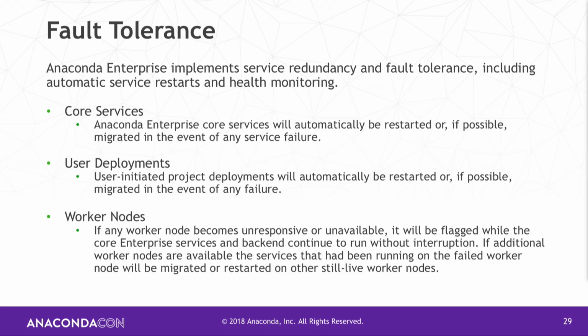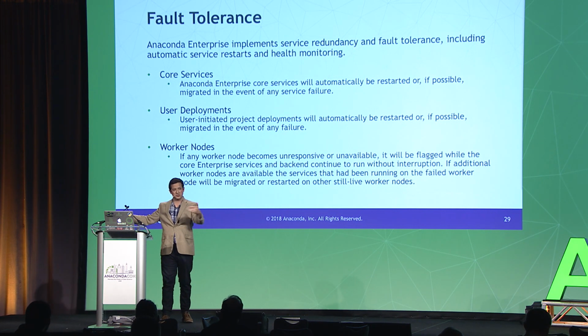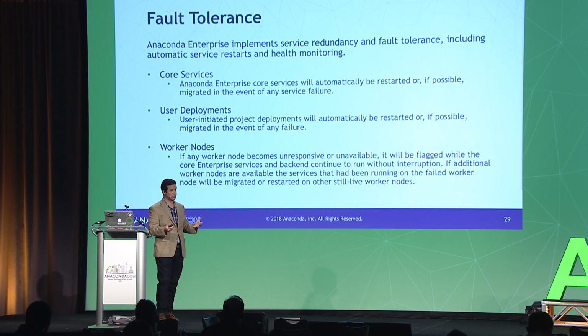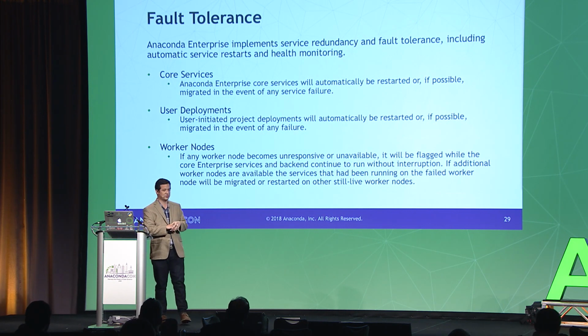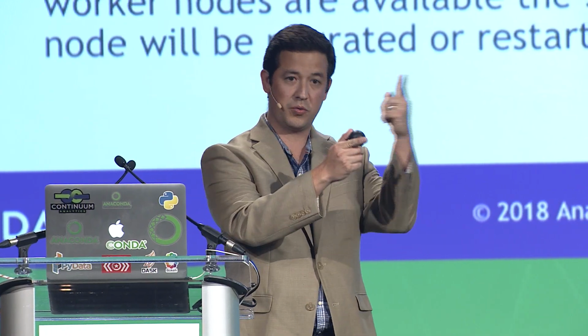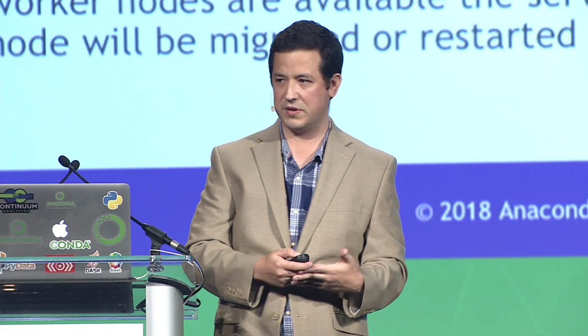For user deployments, right? Maybe I deployed something, it's available at a certain endpoint, and I have 10 or hundreds of applications or consumers using that. If that worker node goes down, again, that's spun up elsewhere, and users continue to consume it at the same endpoint. This is also true for worker nodes in themselves. So if a worker node becomes unresponsive, it's flagged immediately, no more traffic is sent to it, and all of those services, both core services and user services, are immediately spun up on other nodes in the cluster. So this is something that IT and operations folks like in terms of availability and the lack of manual intervention.